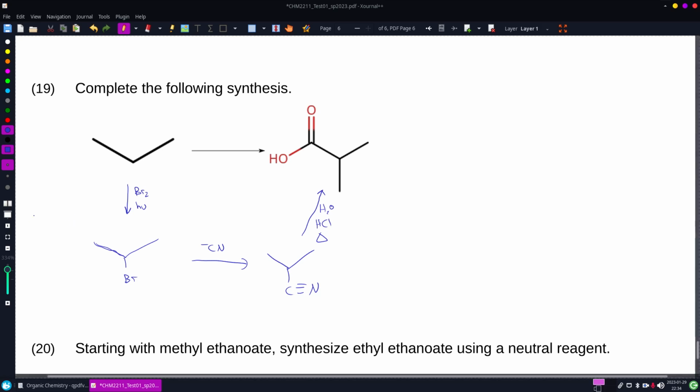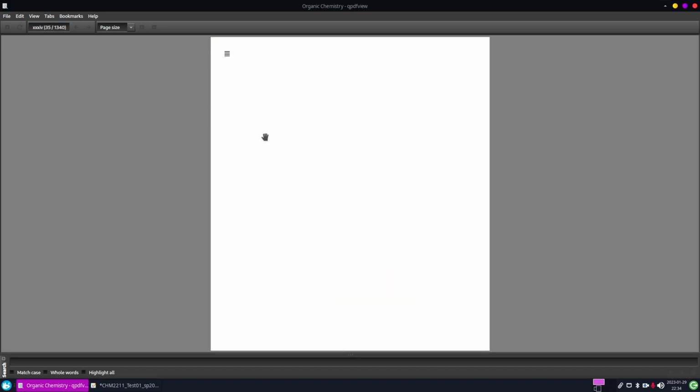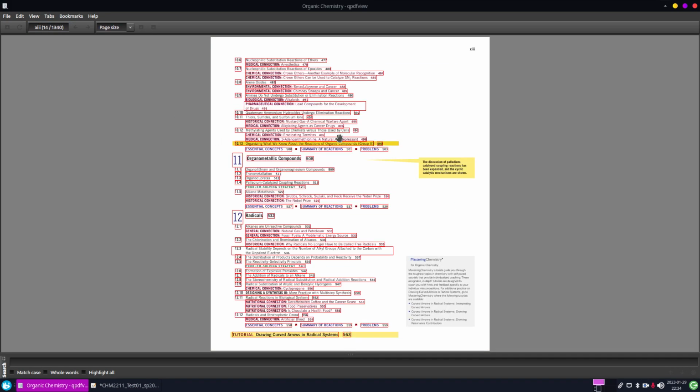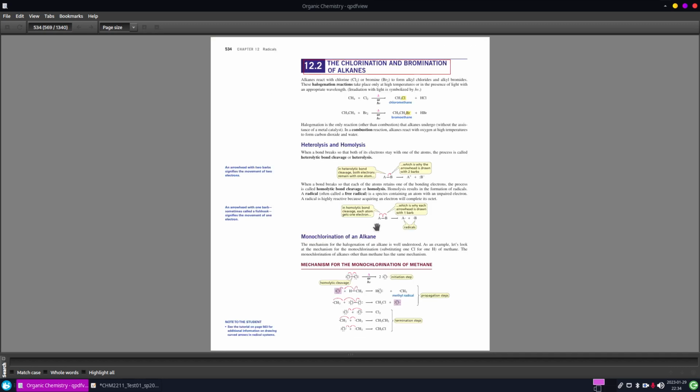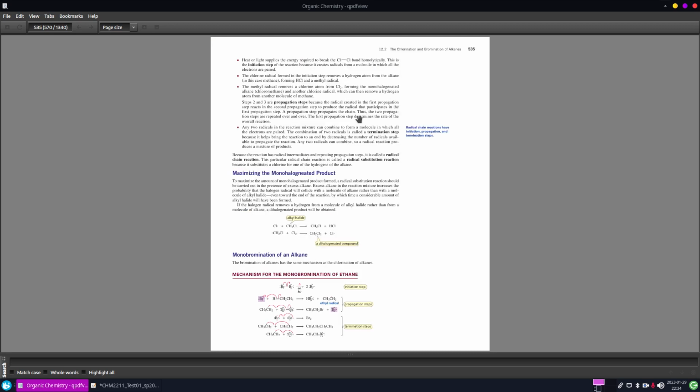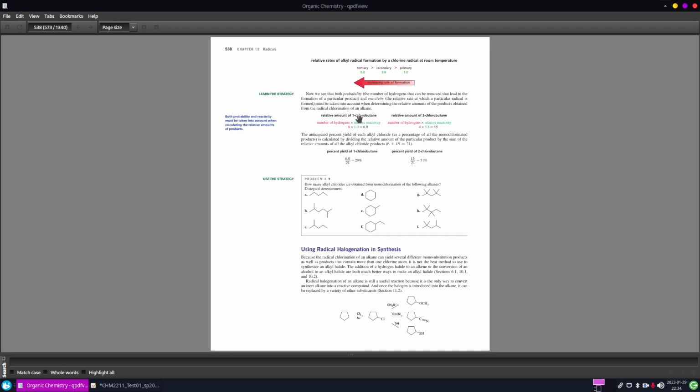Alright, so that step there is from chapter, is it 10? I think it's chapter 10. No, it's not chapter 10. Chapter 10 was alcohols. So that must have been chapter 12, where we did our free radical halogenation. If you remember, where was that wonderful chart?